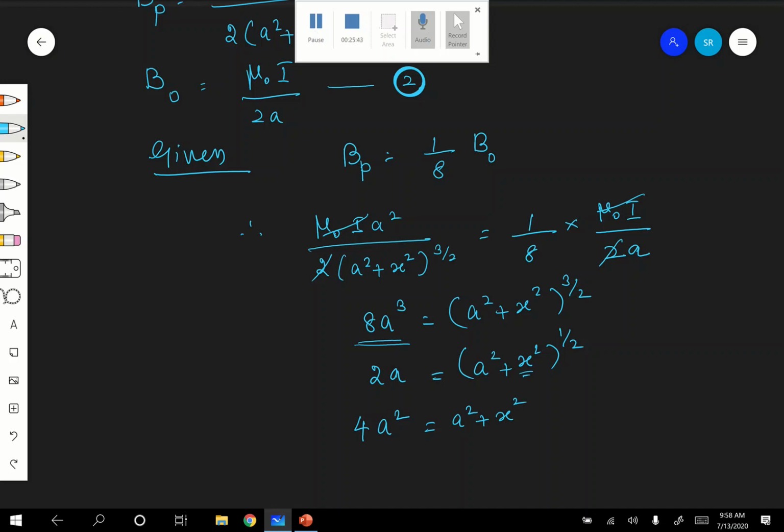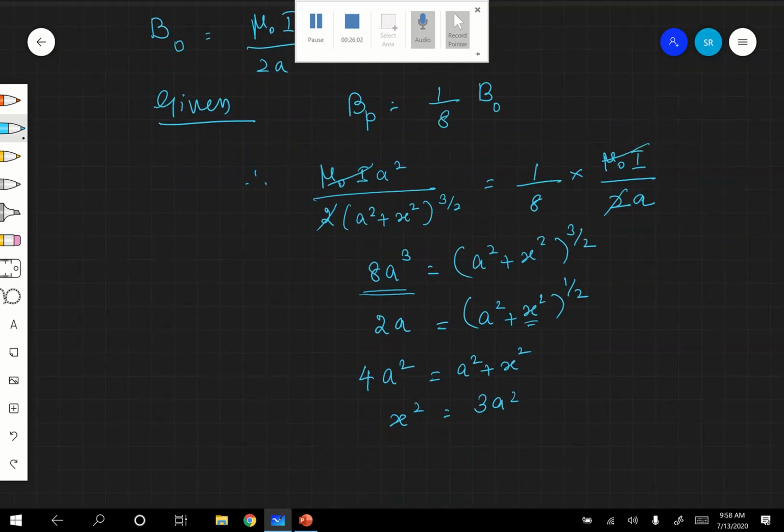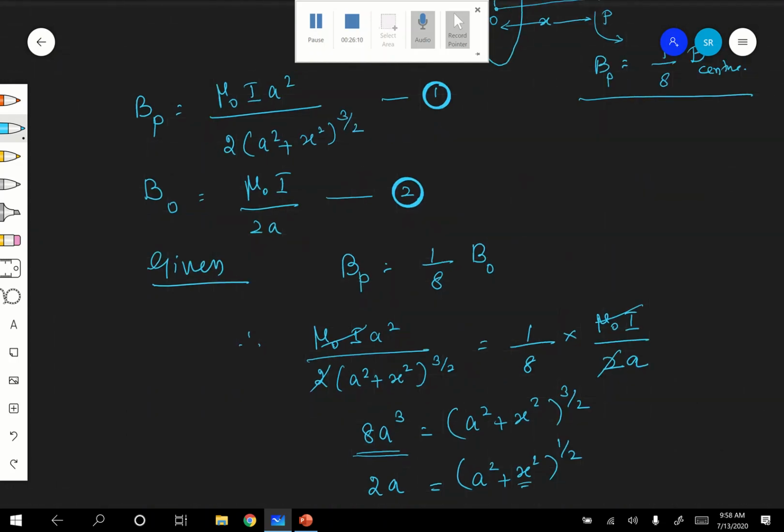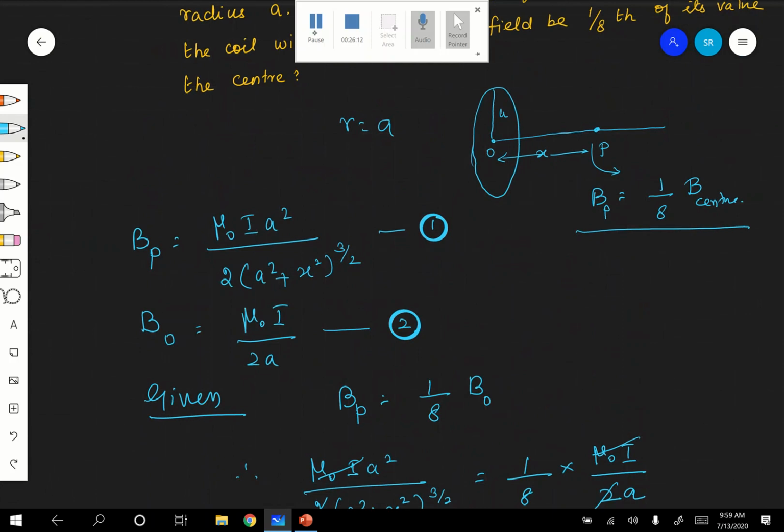Squaring, I am telling you, nothing I am writing here, 2a, therefore squaring, you will be getting this like this. Are you following? Okay, therefore from this, very simple, what is your x squared? Therefore, x squared is equal to 3a squared. Therefore, what is your x? X is root 3a. Okay. Therefore, the distance here, x at what distance? X should be at the distance that is root 3 times the radius of the coil. Root 3 times the radius of the coil.